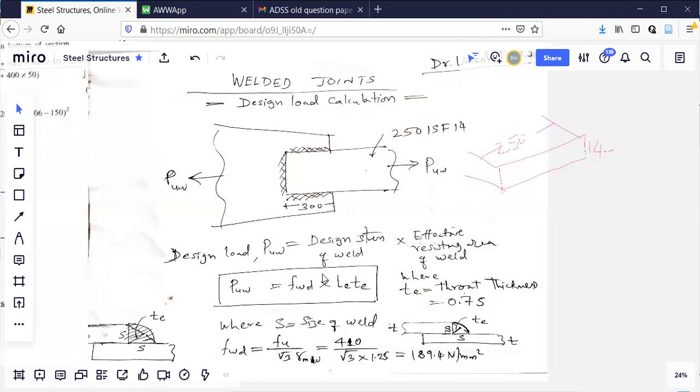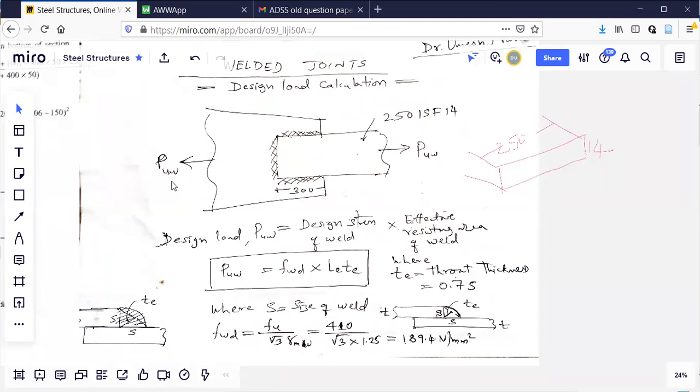Okay. Now, how do you find how much load it can carry if the design details are given? If the design details are there, we can find the load carrying capacity. What are those design details? Design details means first thing is the dimensions of the weld. Second one is stress in the weld. Stress in the weld is related to the ultimate stress of the material of the weld.